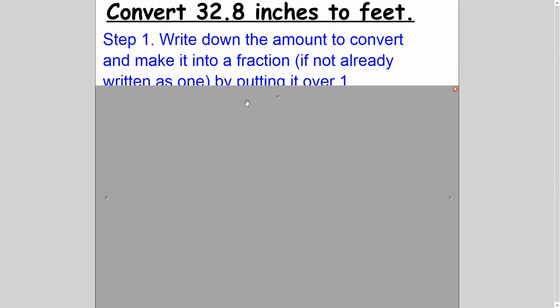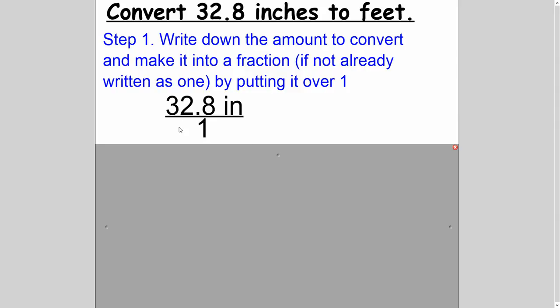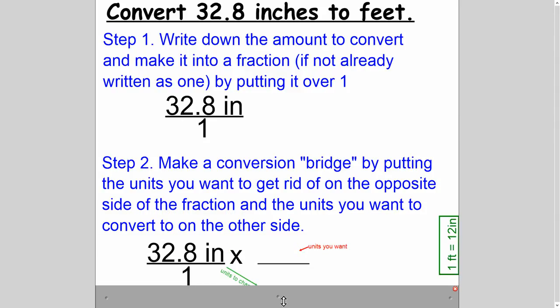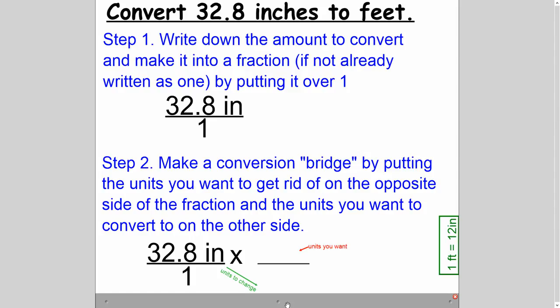So to set it up, first thing you're going to do is write down the amount you need to convert as a fraction. So if it's not already written as 1, put it over 1. So 32.8 inches over 1. Next, you're going to make a conversion bridge by putting the units you want to get rid of on the opposite side of the fraction. So here's your fraction right here, 32.8 inches. We want to get rid of the inches, so the opposite side would be the denominator so we can cross them out. So we're going to put them down here.